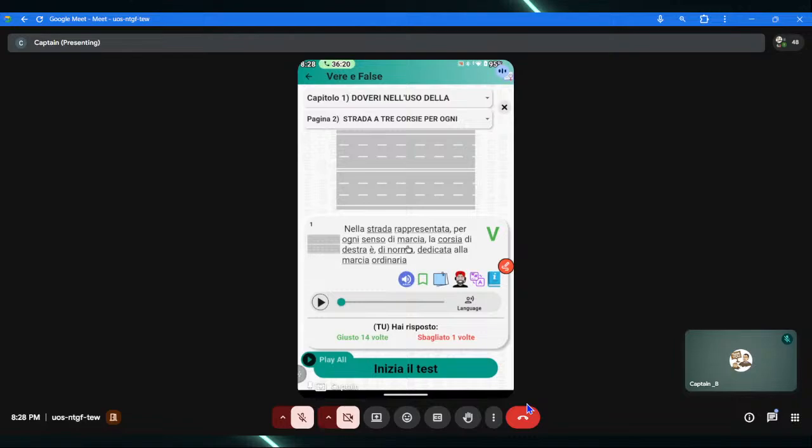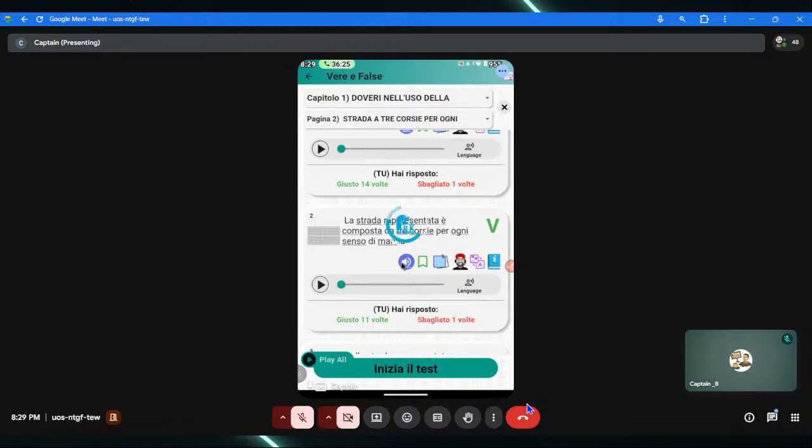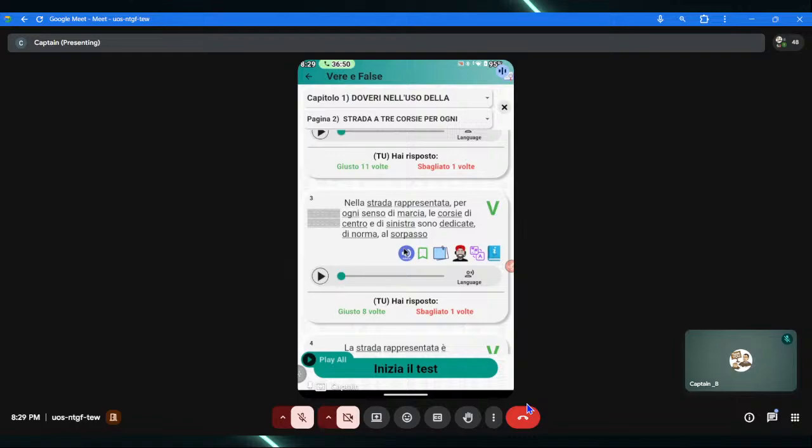Ogni senso di marcia, meaning going, no coming. La strada rappresentata è composta da 3 corsie per ogni senso di marcia. It said this road representing composta, which is the components with the completeness, are 3 lanes for every sense of movement. Number 3. Nella strada rappresentata, per ogni senso di marcia, le corsie di centro e di sinistra sono dedicate, di norma, al sorpasso.